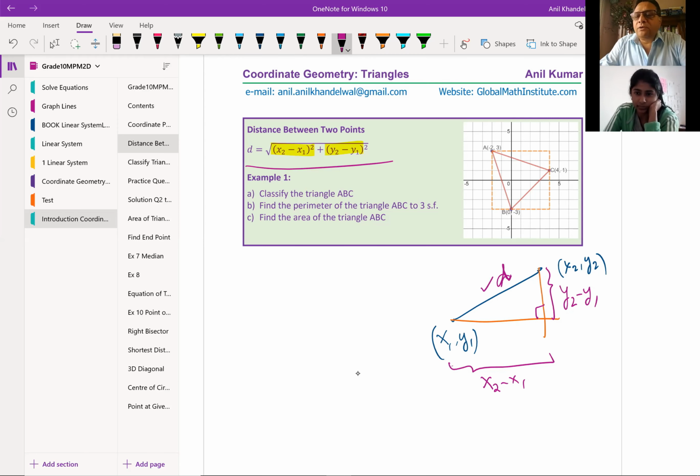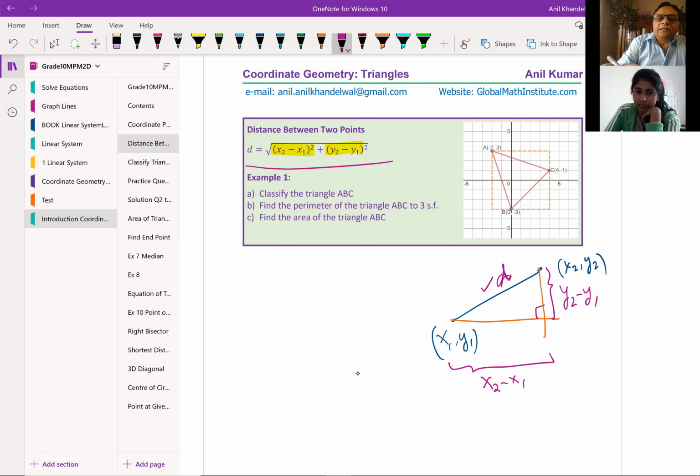So here is a very good question for you. Classify the triangle ABC. We have a triangle ABC where A is (-2, 3), B is (0, -3), and C is (4, 1). You need to classify the triangle. When we say classify a triangle, it really means: is it an isosceles triangle, scalene triangle, equilateral triangle, right triangle, or what? Correct.